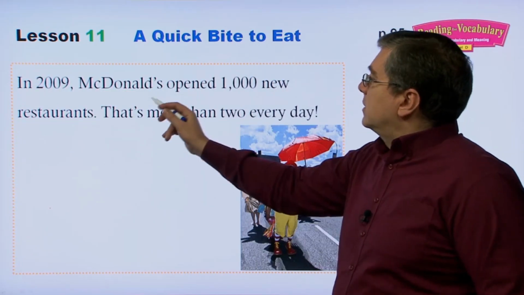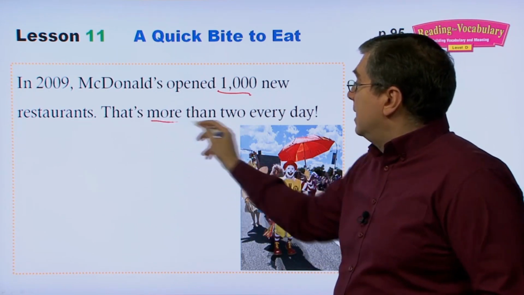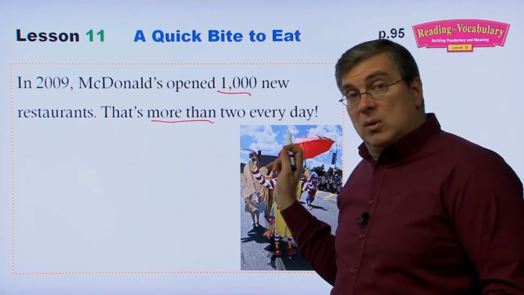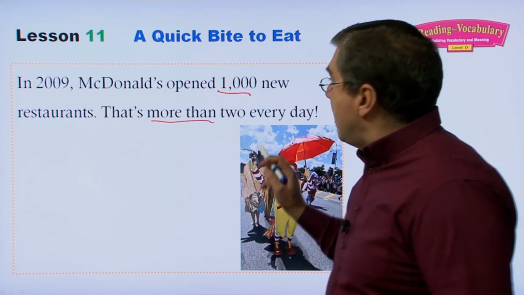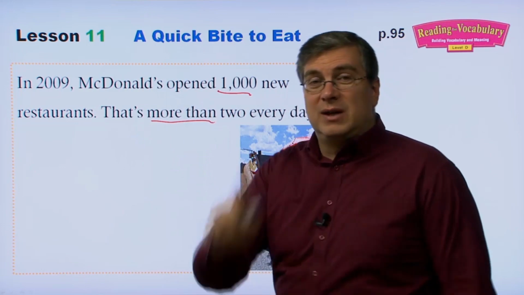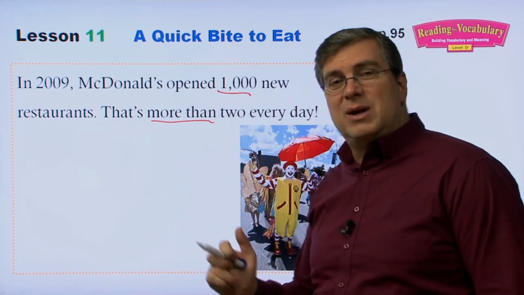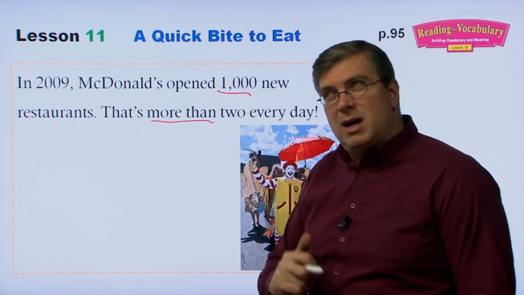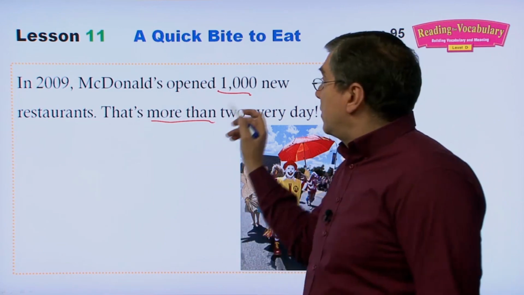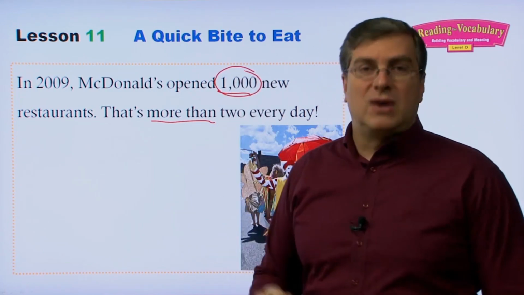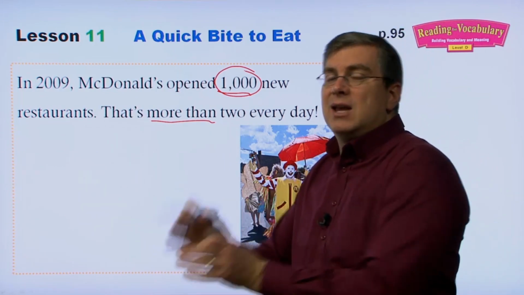Okay. In 2009, McDonald's opened 1,000 new restaurants. That's more than 2 every day. You think about that. How many days are there in a year? 365. But they opened 1,000 new restaurants in 1 year. So it's more than 2 every day. 365 plus 365 is 730. Did I do my math right? 730. That's only 730. 1,000 is more than 730. So that's more than 2 new restaurants every day, if you think about it.